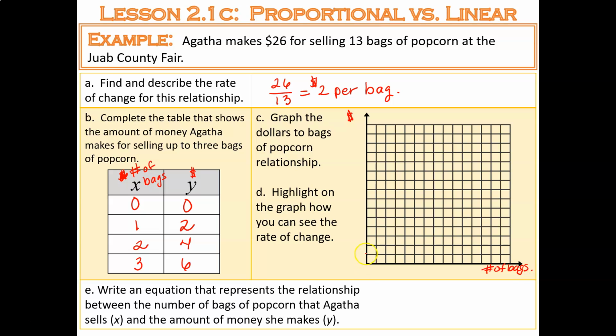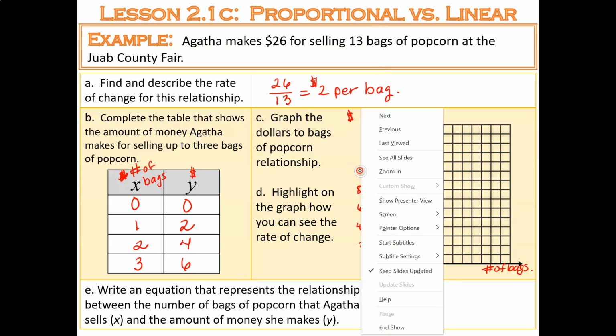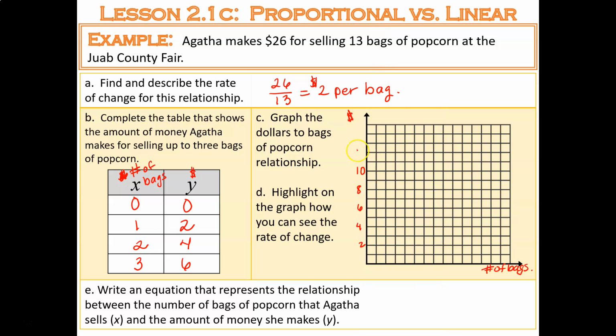So let's plot. I'm going to skip every other one, but I'm going to go by one. So 1, 2, 3, 4, 6, 7, 8, 9, 10, 11, 12, 13, 14. Okay, so 0, 0; 1, she makes 2; 2, she makes 4; 3, she makes 6.